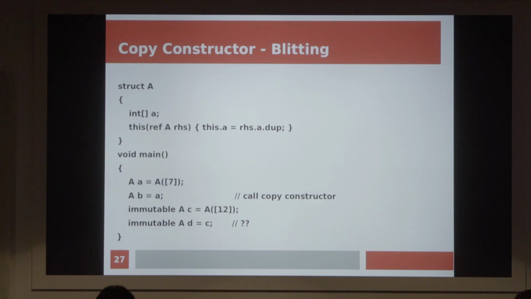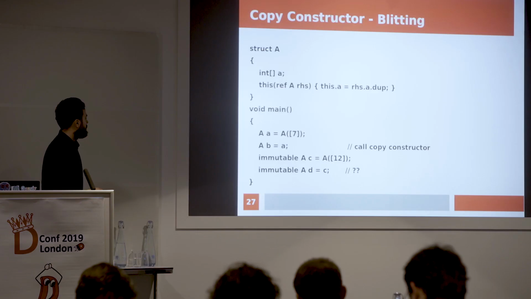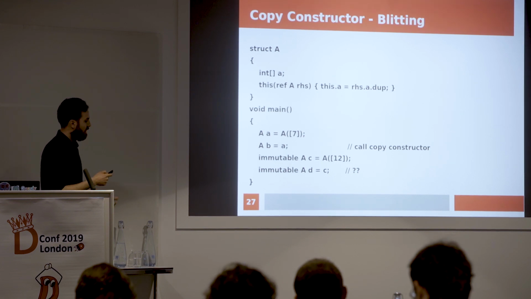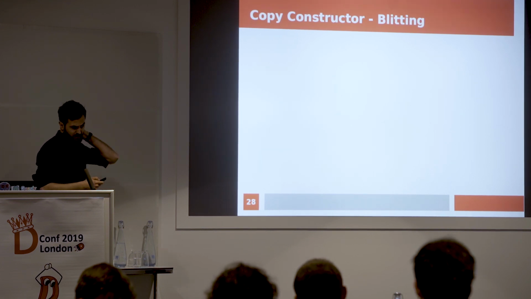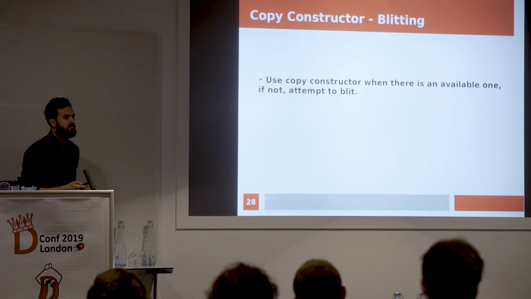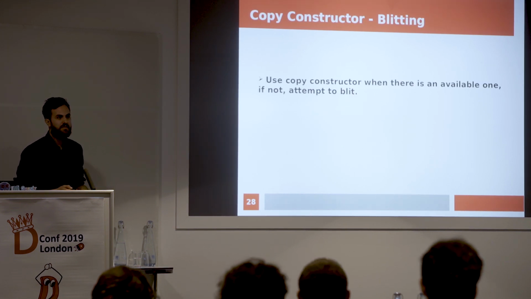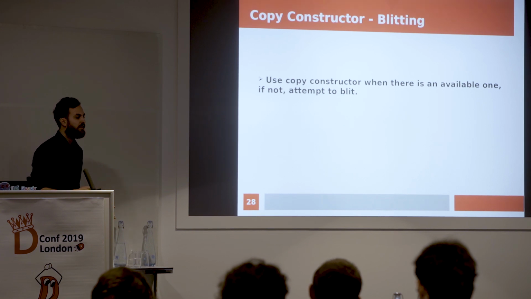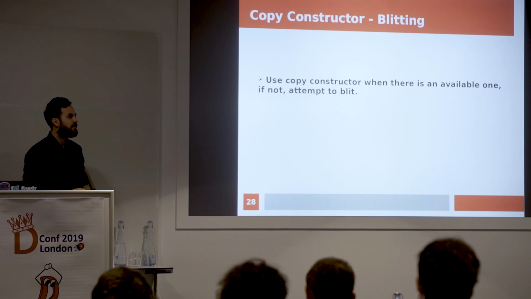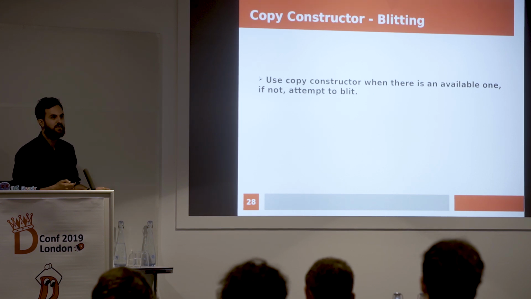Now, what happens if we have a copy constructor? What should the compiler do now? Here it's fine because we have the mutable to mutable one, but here we don't have an immutable to an immutable. So there are basically two things that we can do. One strategy is to try and use a copy constructor when there is an available one. If we do not have one, then we can attempt to blit the field. If that also fails, then we're going to issue an error that we don't know how to construct that object.